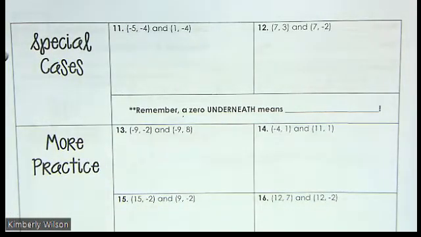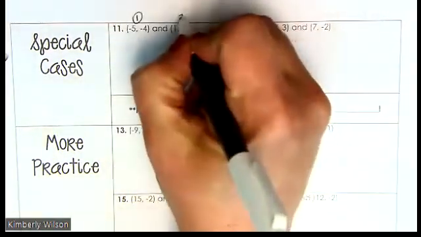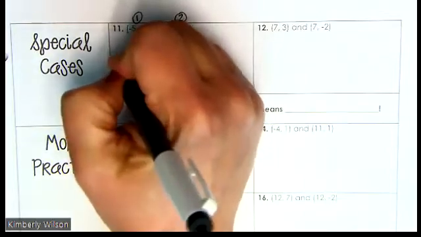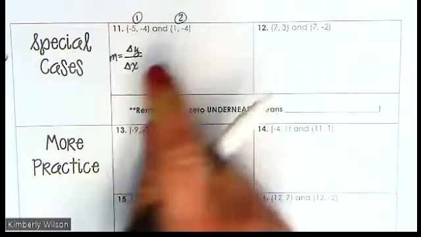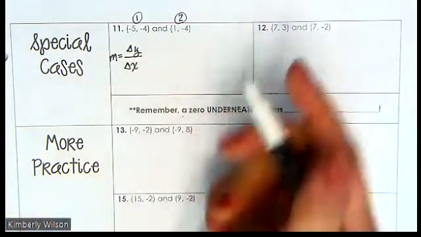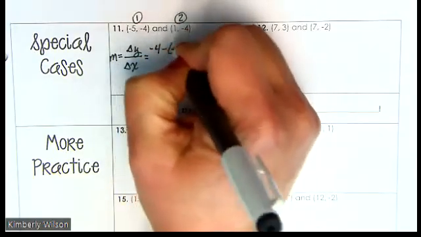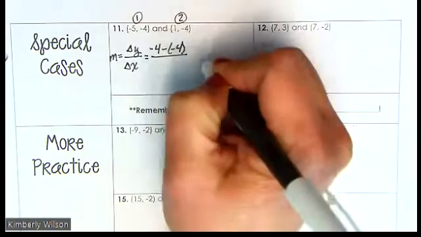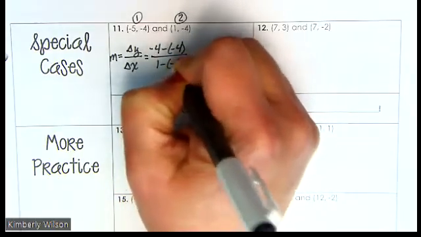So when I'm looking at this, again, this is my first point. This is my second point. My formula is M equals the change in Y over the change in X. Now I always write this more for anything to make sure I put the Y values on top. So we have -4 minus -4 all over 1 minus -5.